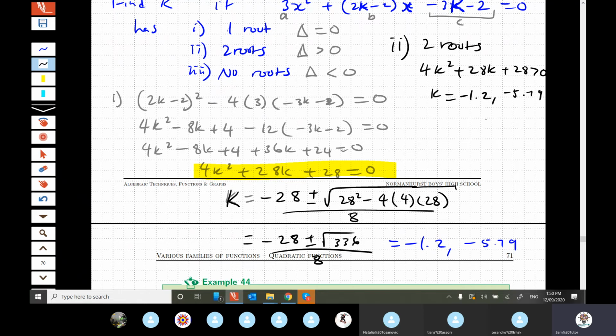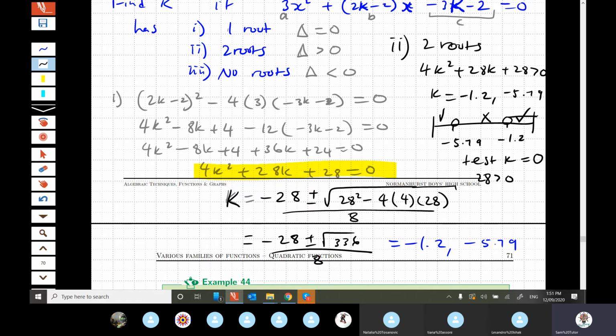What do we do now? Number line. There's your negative 5.79, there's your negative 1.2. What am I going to test? K equals 0. Sub it into here. 0 plus 0 plus 28. Is 28 bigger than 0? Yes, so that means, where's 0 here? Right here. It works. That's an open circle, which means this won't work, which means this will work.